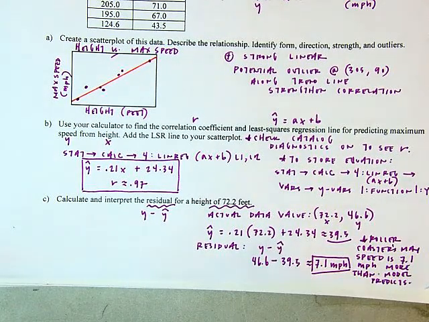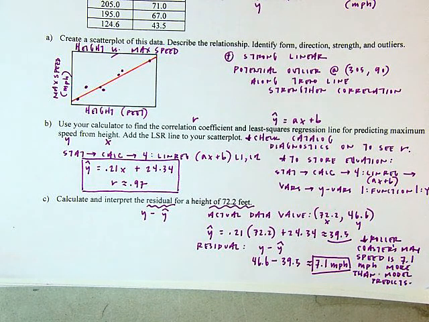Okay, so the fact that it was a positive residual meant that the roller coaster's maximum speed is 7.1 miles per hour more than the model predicts. If it was a negative residual, that just means that the max speed would be so many miles per hour less than what the model predicts.